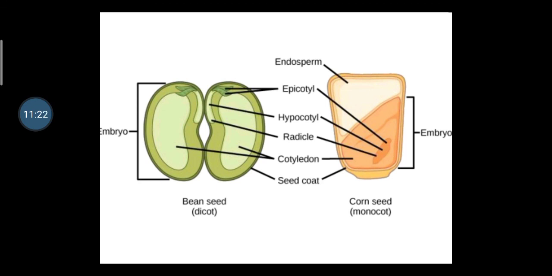Next we have the radicle from which the root comes out. We have the seed coat, which is the outer covering of the seed. We have the epicotyl and the hypocotyl.